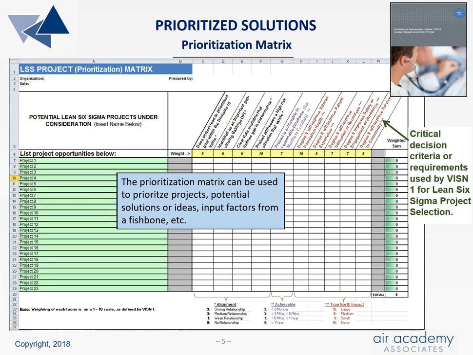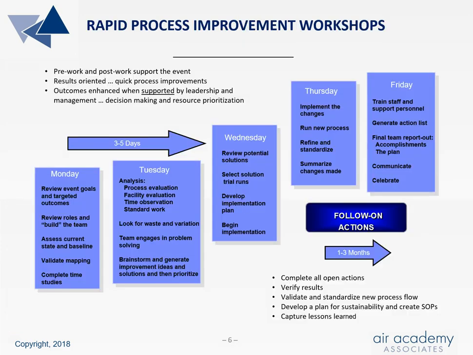Examples would include, do they address the root cause? What's the time to implement? The cost to implement? Resources required? Is it sustainable? Does it add to patient experience? What are the training requirements? And others. The prioritization matrix documents the decision-making process the team has gone through to select the solution.